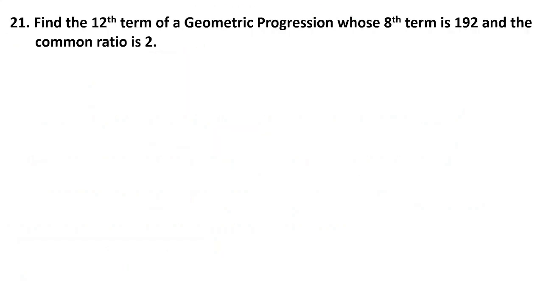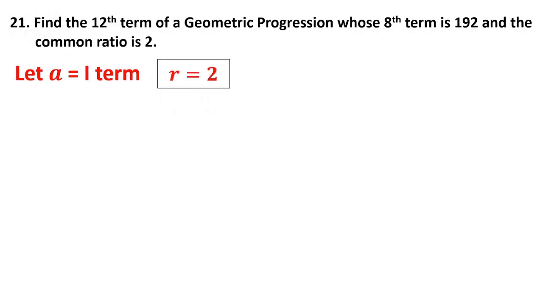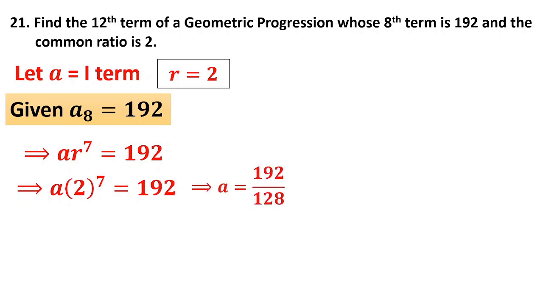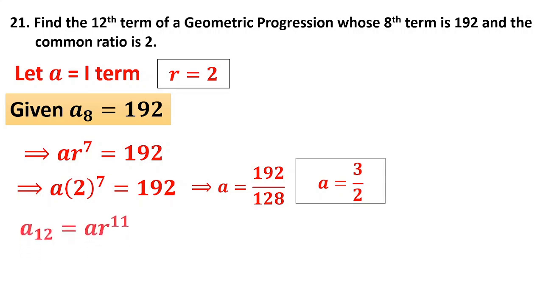Question number 21. Find the 12th term of a geometric progression whose 8th term is 192 and the common ratio is 2. Let us first take the first term as A. R is given as 2 in the question. A8 is given as 192. What is the meaning of A8? It is A into R power 7. A into R power n minus 1 is the formula for An. Therefore, A into 2 power 7 is 192 and A is 192 by 128. You can cancel it with 64. It will become 3 by 2. Therefore, A is 3 by 2.